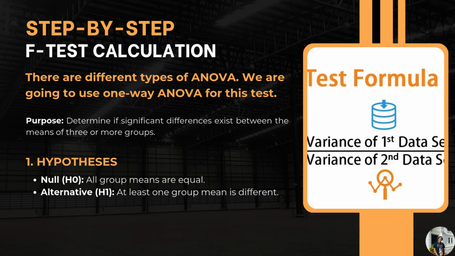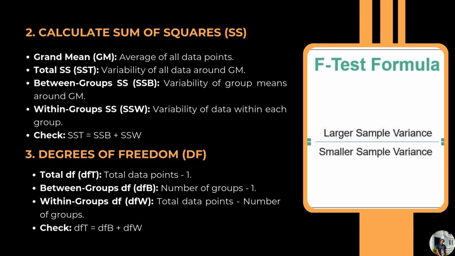First is the hypothesis. In hypothesis, we have a null where all group means are equal, and second is the alternative, at least one group's mean is different. Second is calculate sum of squares.